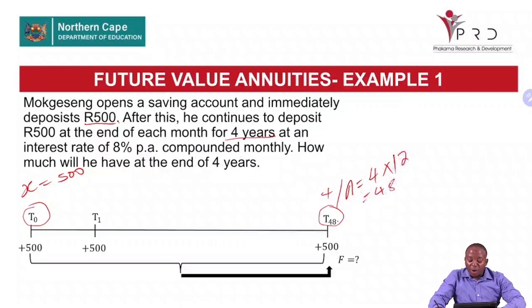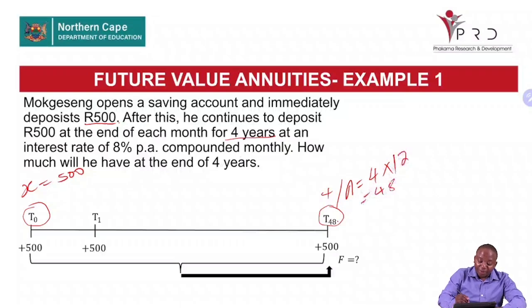Because remember, n in this case is no longer representing the period as it did in our previous example or in our baseline activity from grade 11. So n in this case now represents what? The number of payments. We are making a payment monthly for 4 years. Then how many payments are those? Those are 48 payments in total.